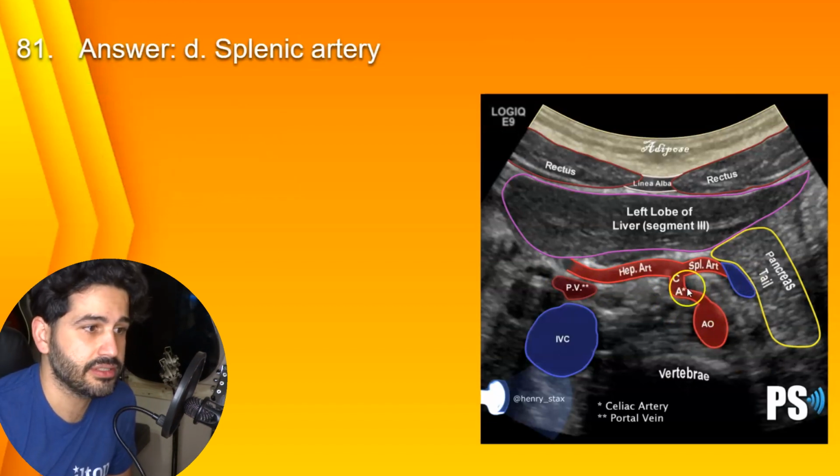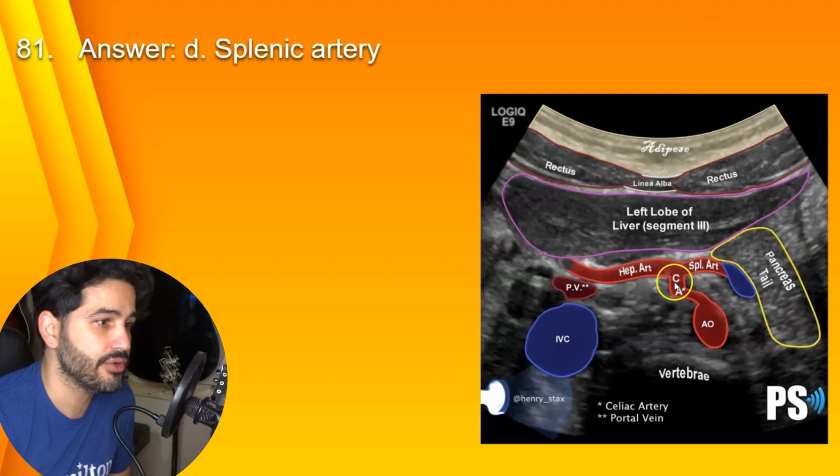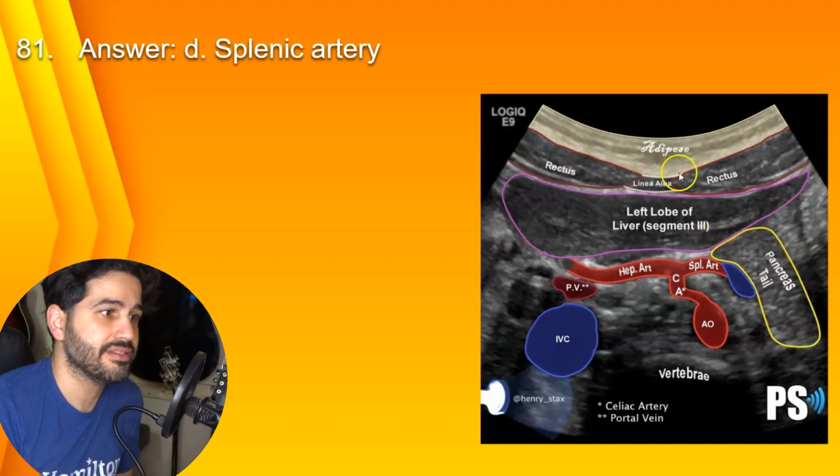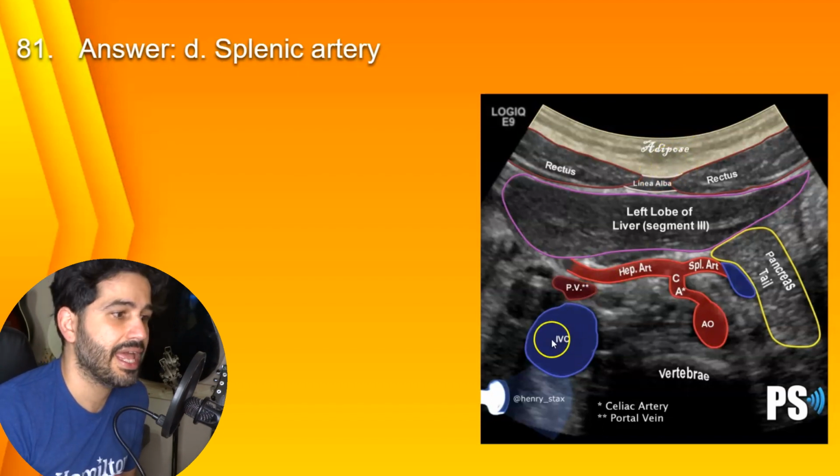So again, aorta, celiac axis, celiac artery, hepatic artery, splenic artery, a little piece of the splenic vein here, pancreatic tail, left lobe of the liver, rectus abdominis, linea alba, some little fat tissue, adipose tissue, portal vein, and inferior vena cava.